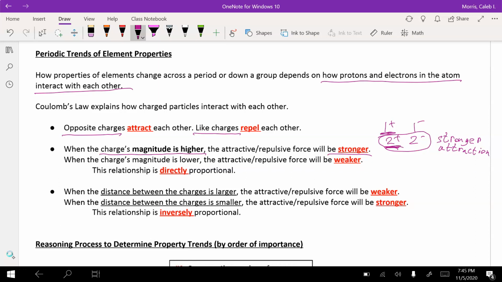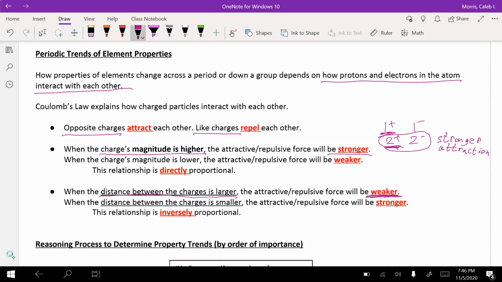When the charge's magnitude is lower, the opposite would be true. The attractive or repulsive force would be weaker. This relationship is directly proportional. So if the magnitude is greater, it's a stronger attraction. If the magnitude is lower, it's a weaker attraction or repulsion. When the distance between the charges is larger, the attractive or repulsive force will be weaker.